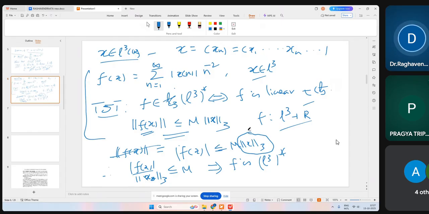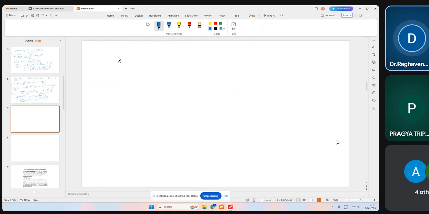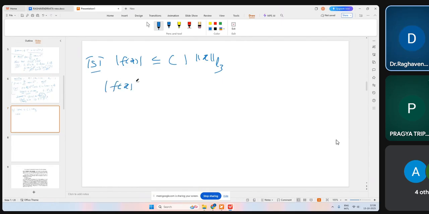Yes, you need to get this L3 here. So you have to get mod of f(x) less than or equal to something times the L3 norm of x, correct? That is what is to be shown. I am not showing anything now. I am only writing what is to be done. You don't do this work. That is the problem. So you calculate mod of f(x), which is less than or equal to the summation of mod x_n times n raised to minus 2. I am telling you how to write an answer.